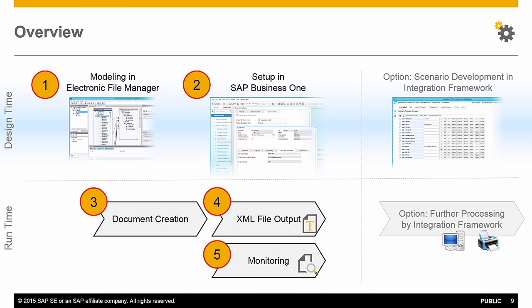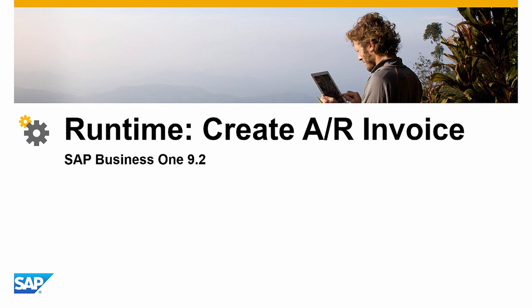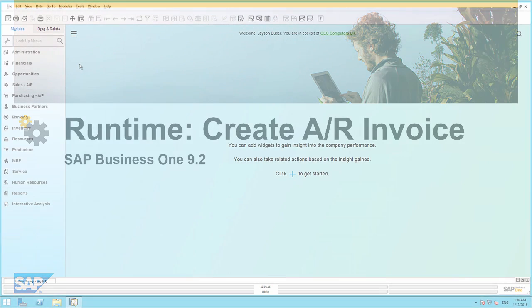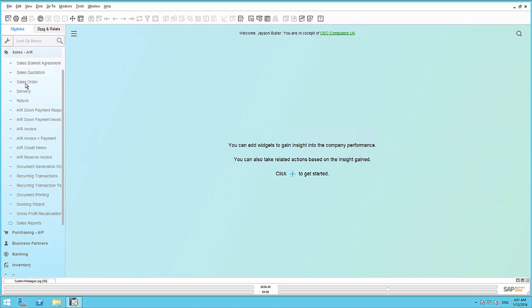Now that we have created our format definition in SAP Business One, and we've gone through the necessary settings to activate the electronic document framework, we're now going to view this scenario from the perspective of an end user. To do this, we're going to create an accounts receivable invoice in the system. We're going to begin by duplicating the last invoice posted for our customer microchips. So firstly, we're going to navigate to Sales, Accounts Receivable, and we're going to open up the Accounts Receivable invoice window.